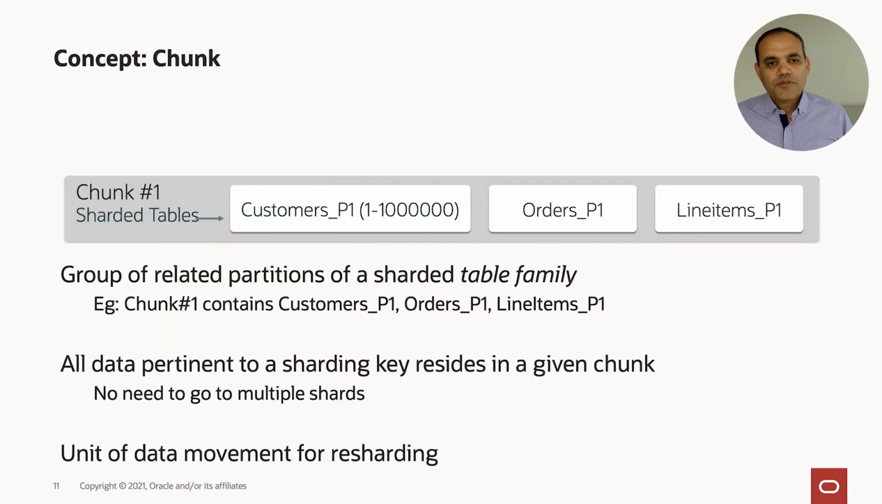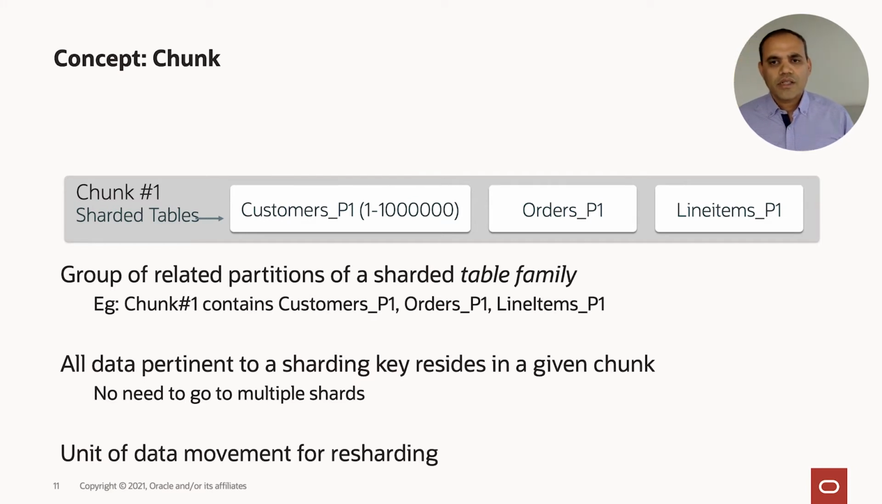We have a concept of a chunk, and what you can think of as a chunk is a slice of data. It's basically a group of related partitions of the data for a given sharding key. So in this example, let's say we had a chunk called chunk number 1. It has data for the sharding key from 1 to 1 million. In this case, all the customers from 1 to 1 million, and their orders and line items.